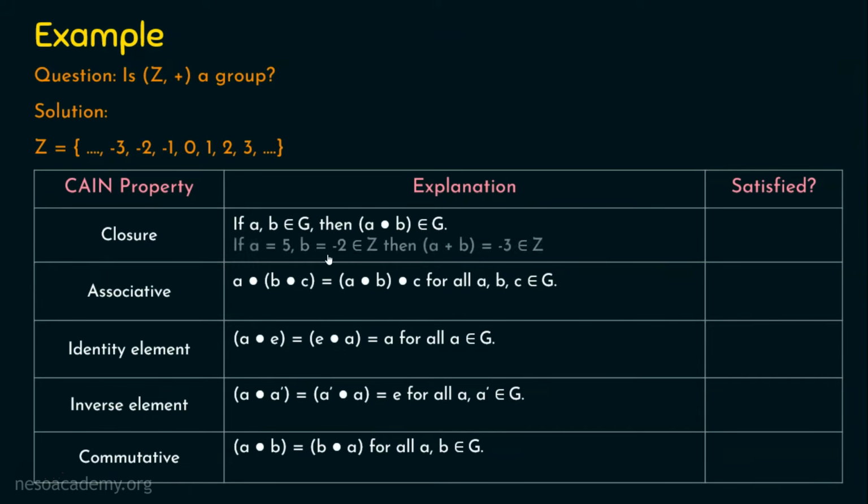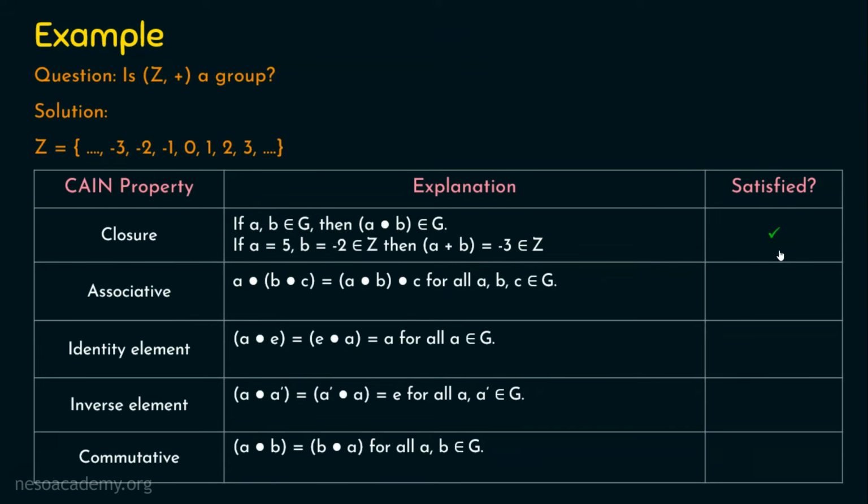Let's take any two elements. Let me take a equal to 5 and b equal to -2, which belong to Z, right? Now let's carry out the operation. What is the operation? a plus b, because the operation dot here is mentioned as plus. 5 plus -2 will give -3, where -3 is also belonging to Z, because -3 is also existing in the group. So the first property is getting satisfied, which is called the closure property.